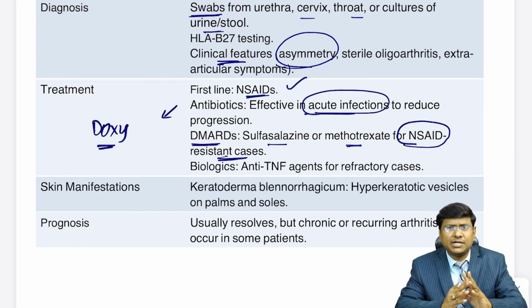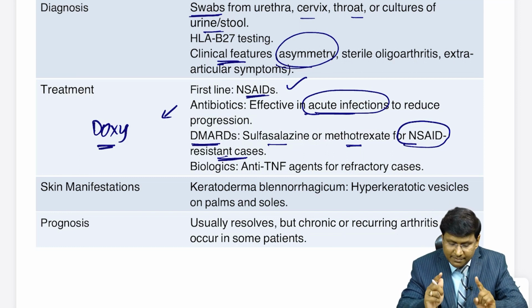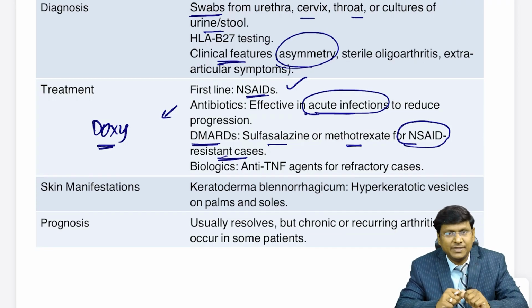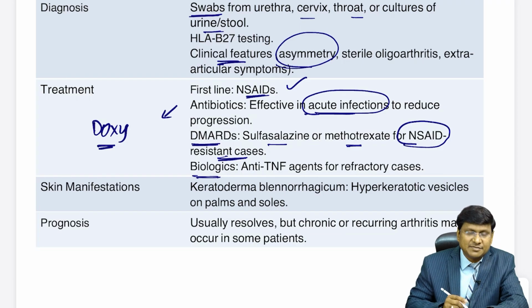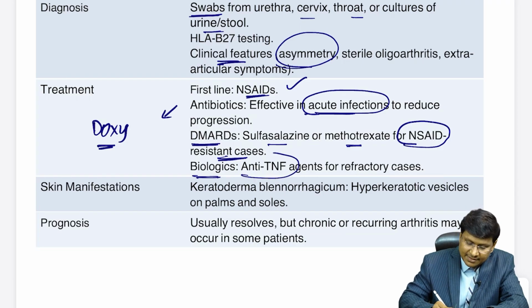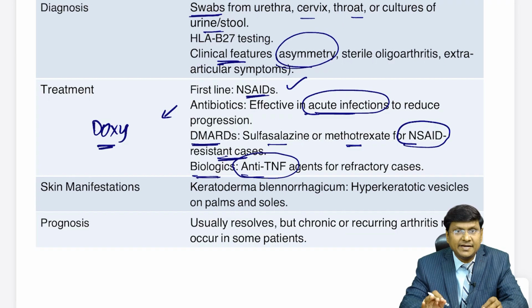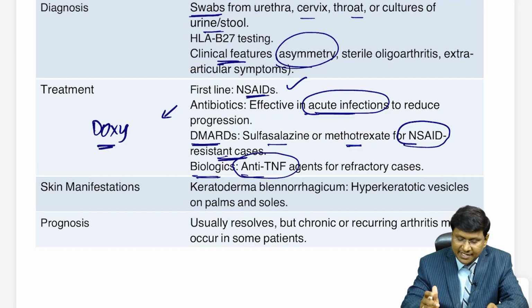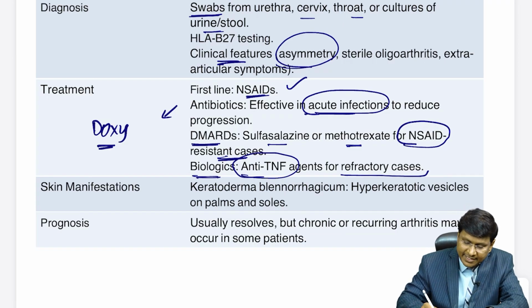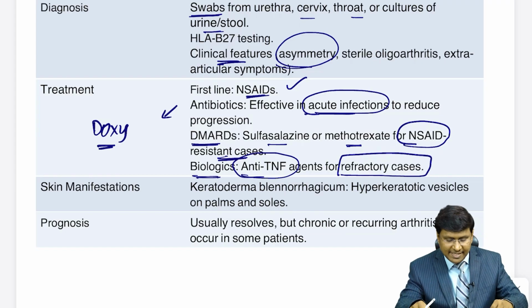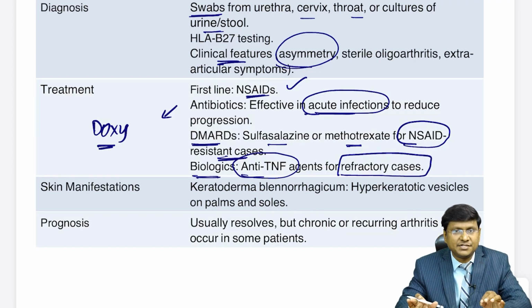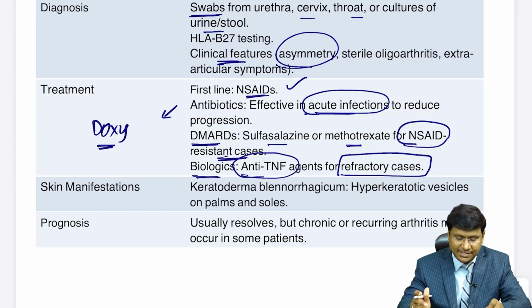See, for arthritis actually we give NSAIDs. But if the individual is resistant to NSAIDs, then you need to give methotrexate or sulfasalazine, right? Now, biologicals. So what are these biologicals? Biologicals are TNF alpha inhibitors, that is anti-TNF agents, and these are given in cases of refractory conditions, okay? So that is about the treatment in patients with reactive arthritis.